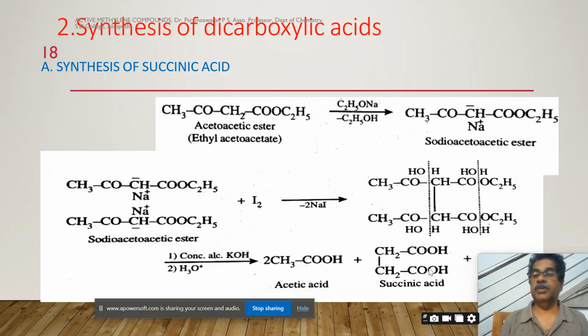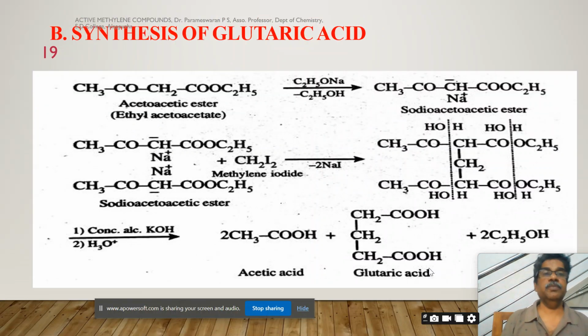How? First, this is treated with sodium ethoxide, and one of the active hydrogens is replaced to become a carbanion, and this is then treated with iodine. And here the carbon atoms of the active methylene groups are connected together. When it then undergoes acid hydrolysis, it is converted to succinic acid.